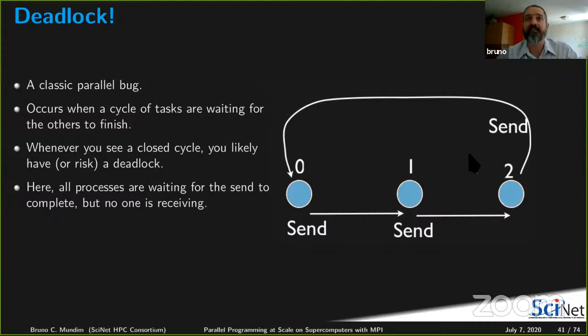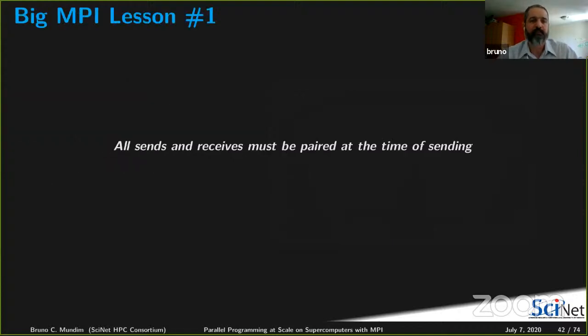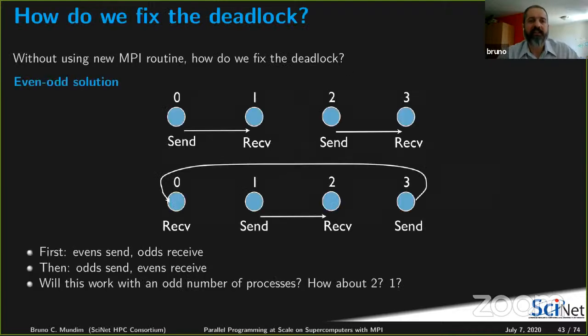All the processes are sitting there idling and waiting for the messages to arrive, and the messages never arrive because nobody is actually listening or receiving. Everybody's sending the message, but it is not going to be received because nobody is waiting to receive. So that's the MPI big lesson number 1. All sends and receives must be paired at the time of the sending. Okay, so what do I mean by that? Let's see how we can break this deadlock.